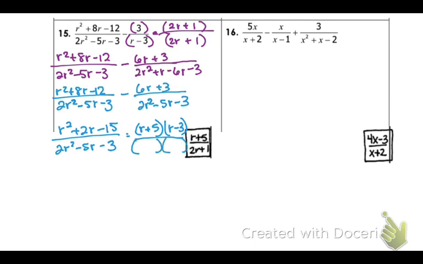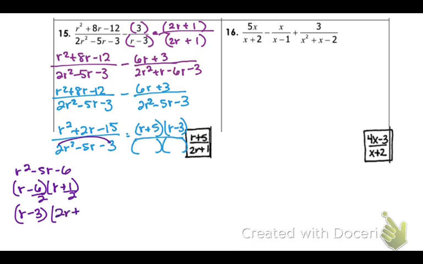Okay, so I'm going to go ahead and do the side work. So I'm going to be left with r squared minus 5r minus 6. We're left with r minus 6, r plus 1, divided by 2r minus 3 and 2r plus 1. So we have 2r plus 1 and r minus 3. These cancel. We're left with r plus 5 over 2r plus 1.